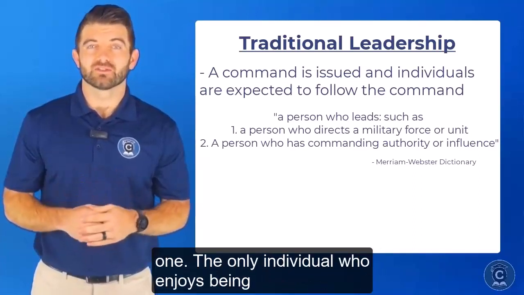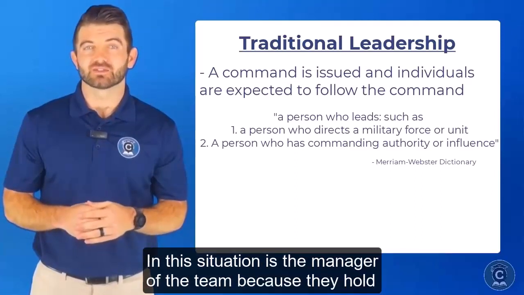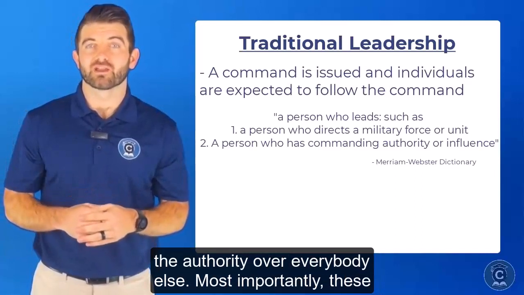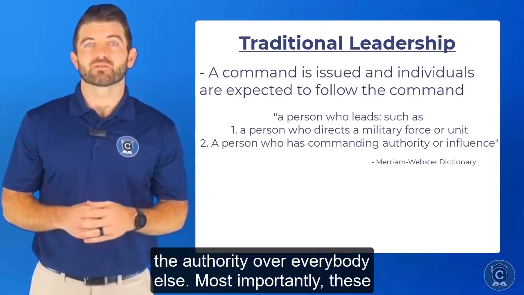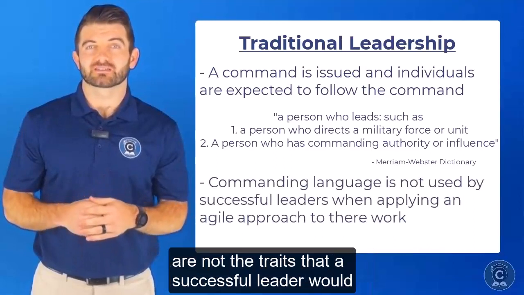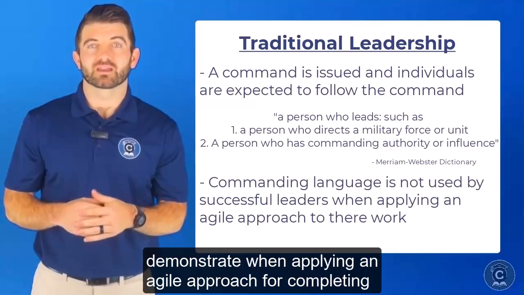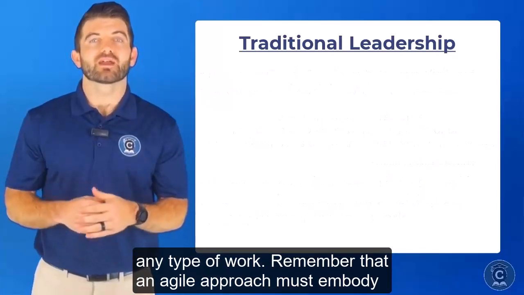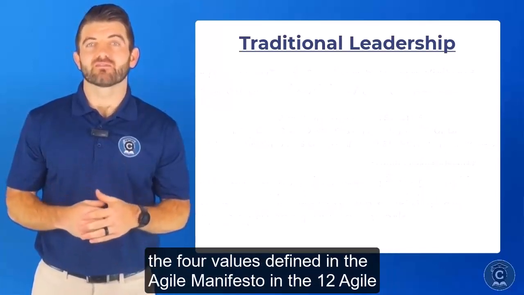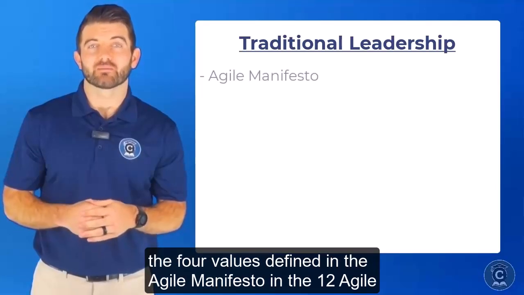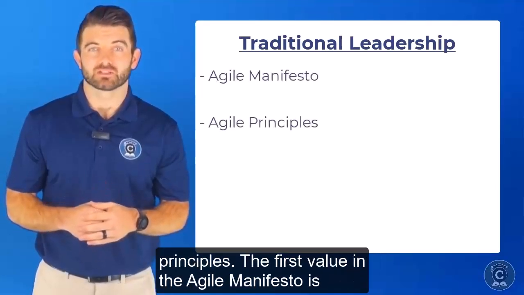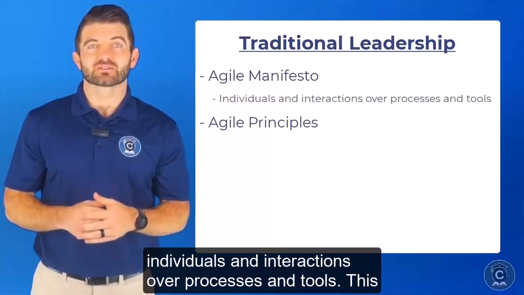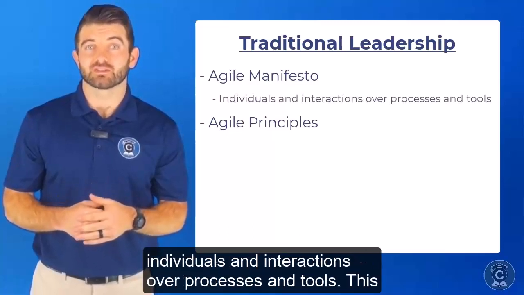The only individual who enjoys being in this situation is the manager of the team because they hold the authority over everybody else. Most importantly, these are not the traits that a successful leader would demonstrate when applying an Agile approach for completing any type of work. Remember that an Agile approach must embody the 4 values defined in the Agile Manifesto and the 12 Agile principles. The first value in the Agile Manifesto is individuals and interactions over processes and tools.